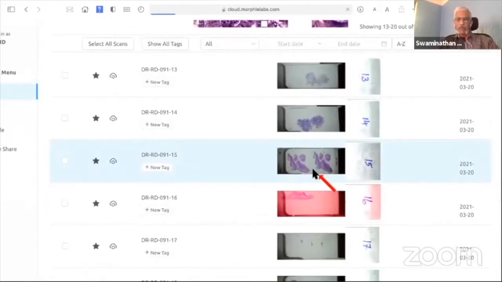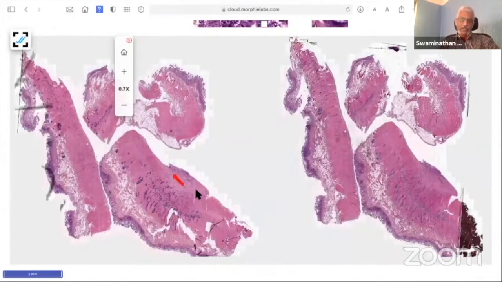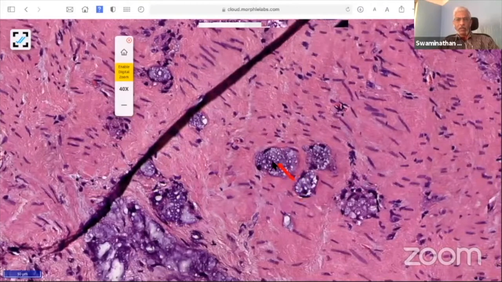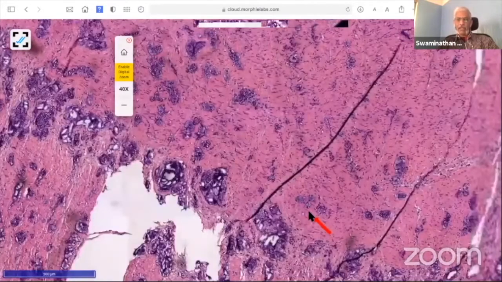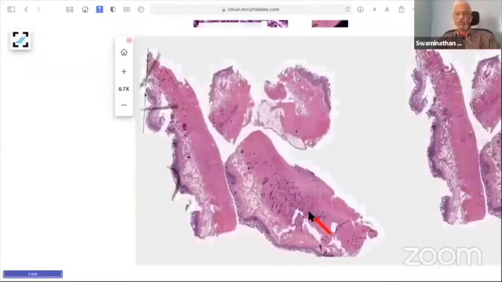Case number 15. In this low power, you can see the tumor here. Normal epithelium here, abundant supranuclear mucin. And when you do immunohistochemistry, the mucin stain will be positive above the nuclei and neuroendocrine markers will be positive below the nucleus. So this is an amphicrine tumor where the same cell has epithelial and neuroendocrine features.